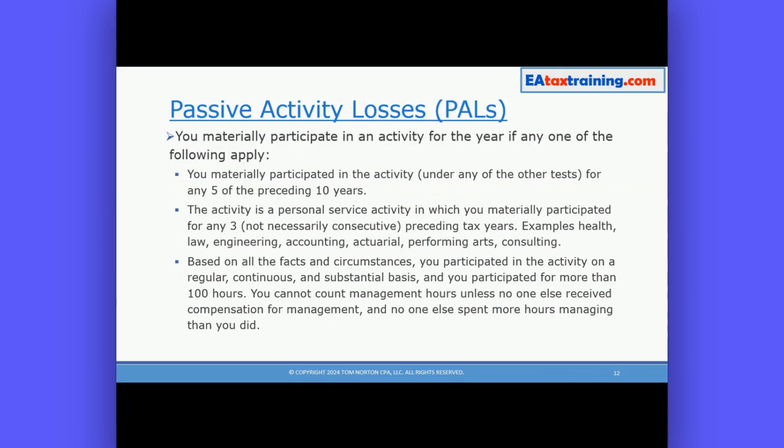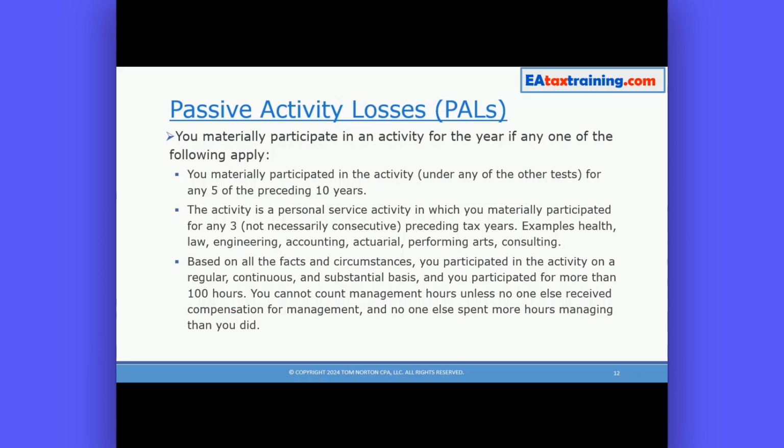The next one is if the activity is a personal service activity and you materially participated for any 3 preceding tax years. So this is not 3 of the last 10. This is any 3 preceding tax years. So the examples of a personal service activity are health, law, engineering, accounting, actuarial, performing arts, consulting. If you have that type of thing, this is intended for retired partners or shareholders. So let's say you're a partner in a law firm and you have retired, but you're still a partner.